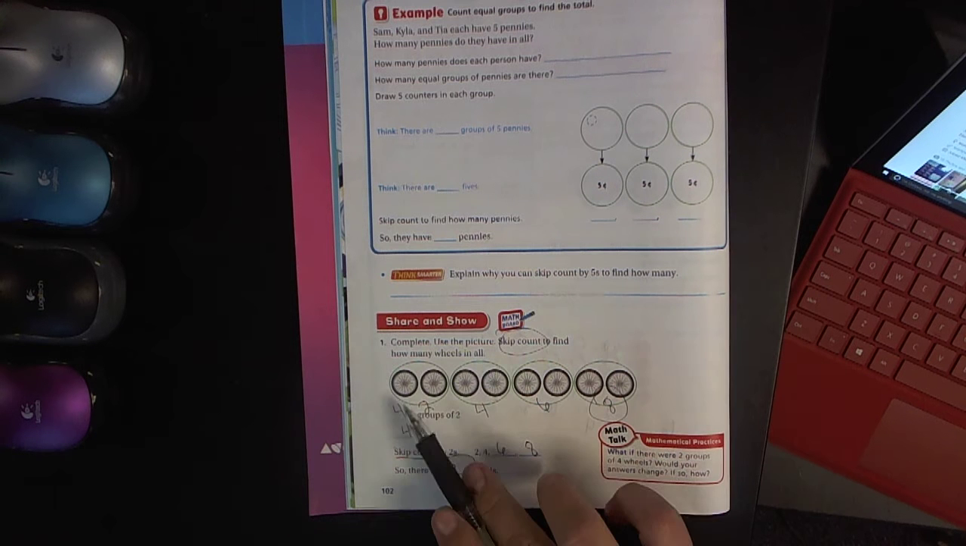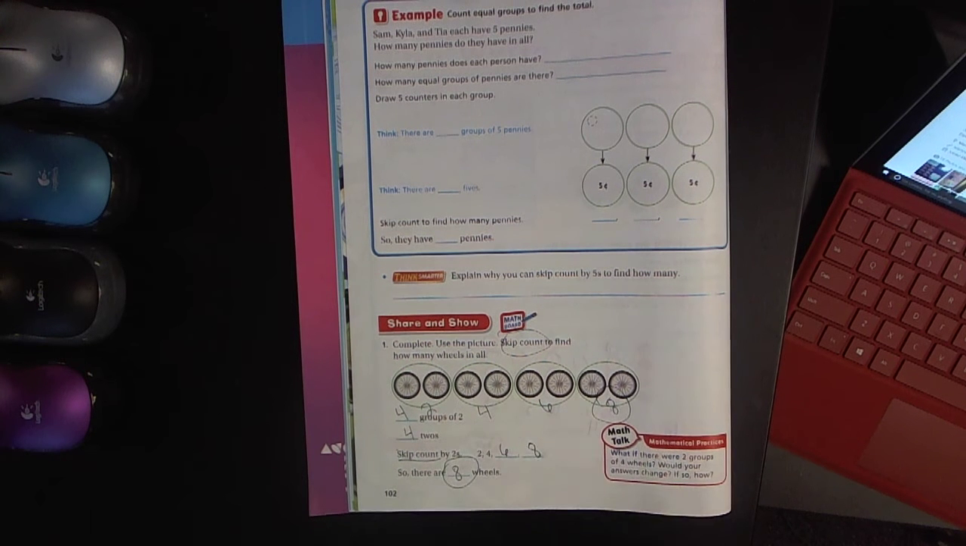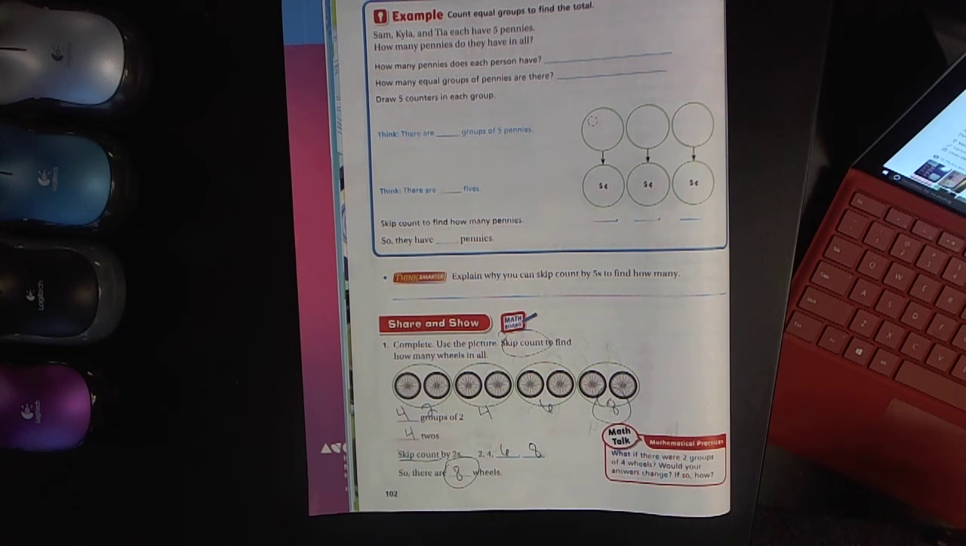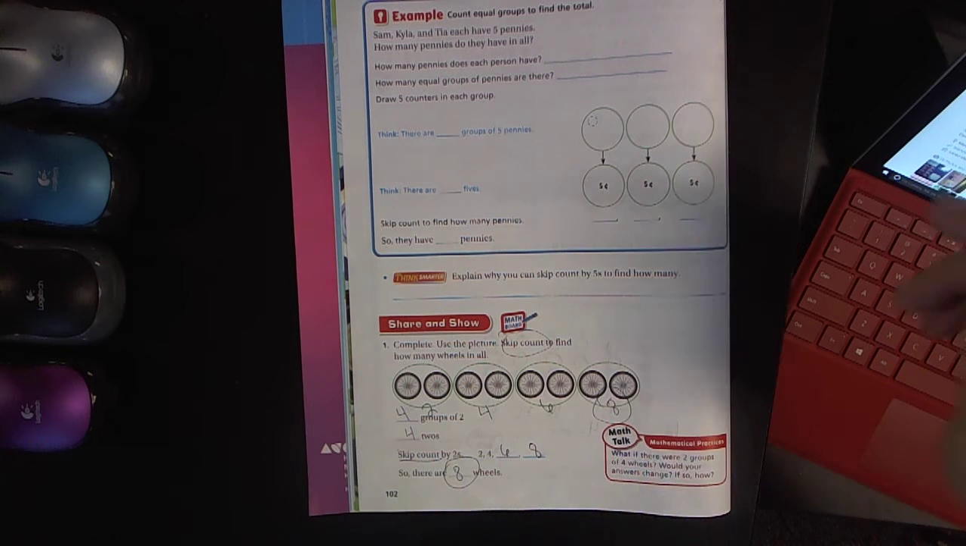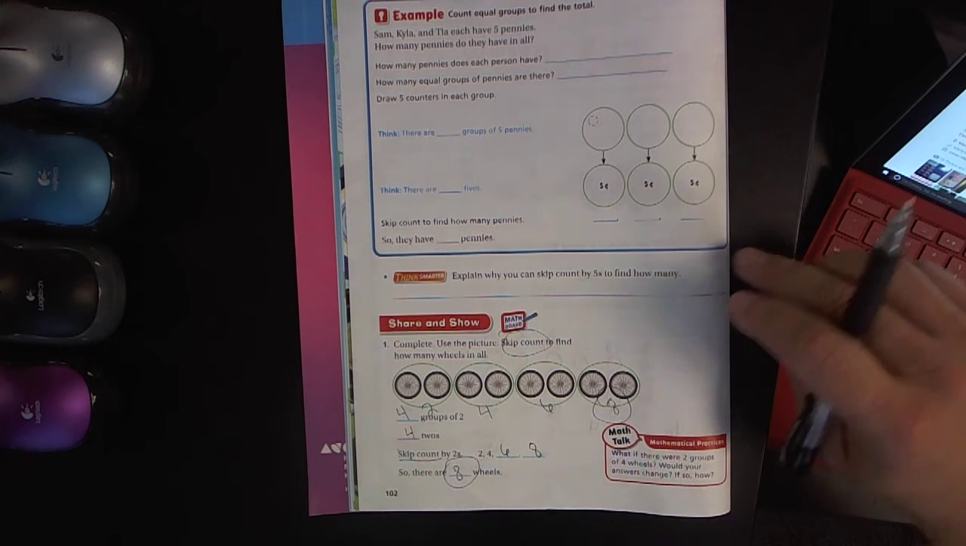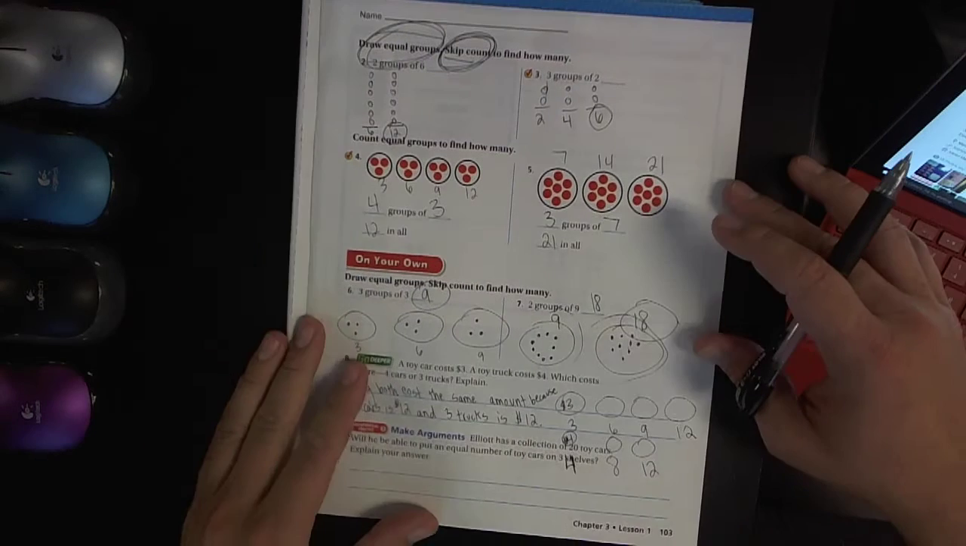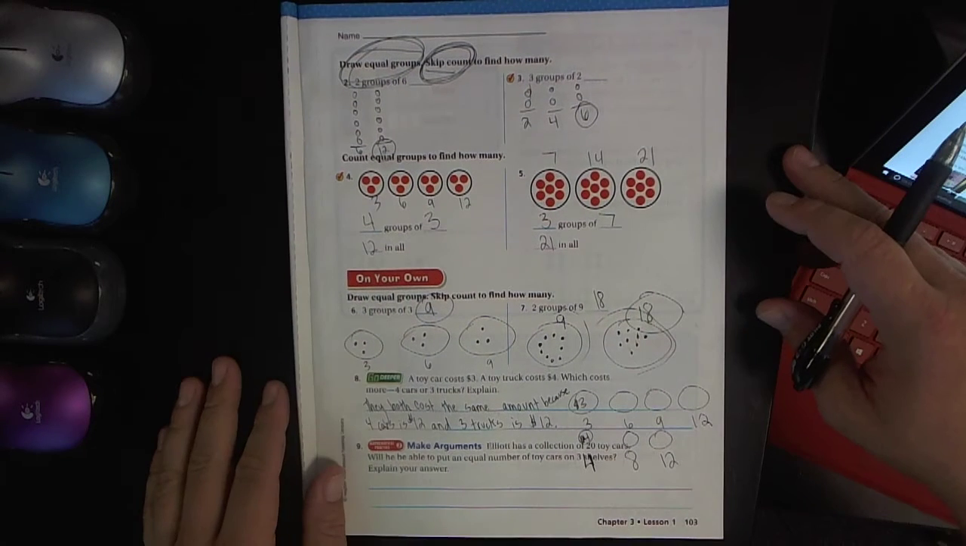All right, so that's pretty much it. We have equal groups of 2. Skip counting is just when you count by however many are in each group until you get to your final answer. So you can see number 1 there. Once again, there's what we did in class.